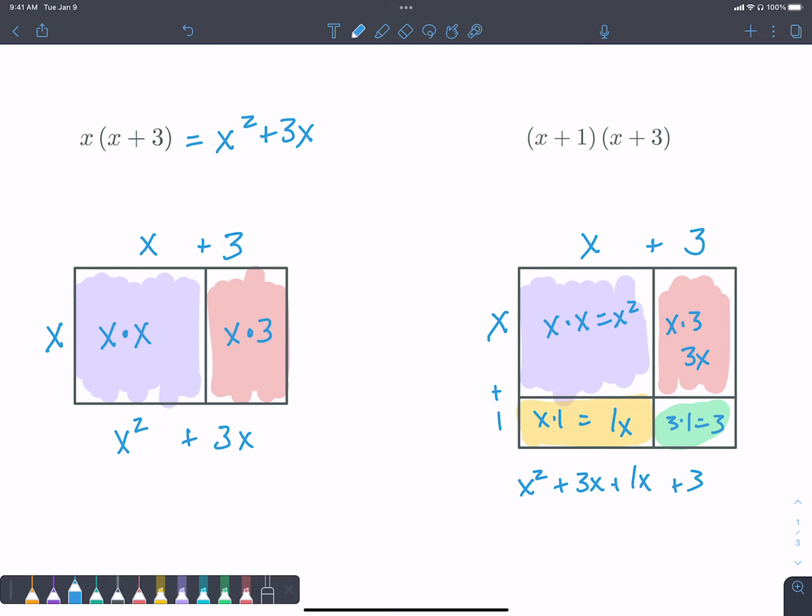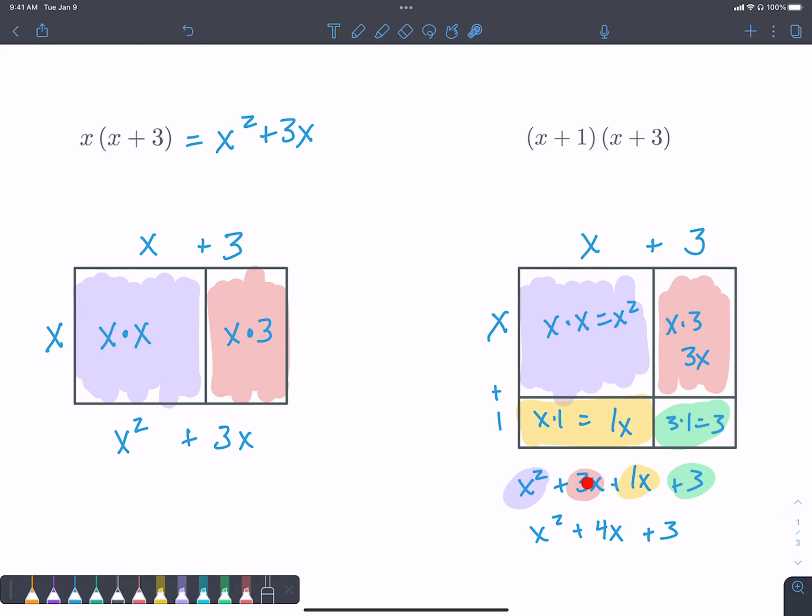So again, this comes from purple. This comes from pink or red. This comes from our yellow. And this comes from our green. So x squared plus 4x plus 3.